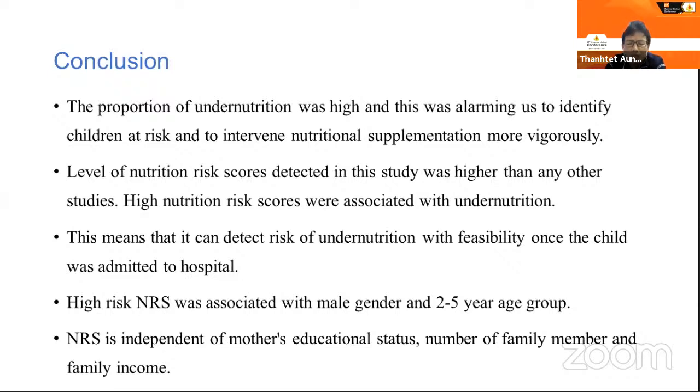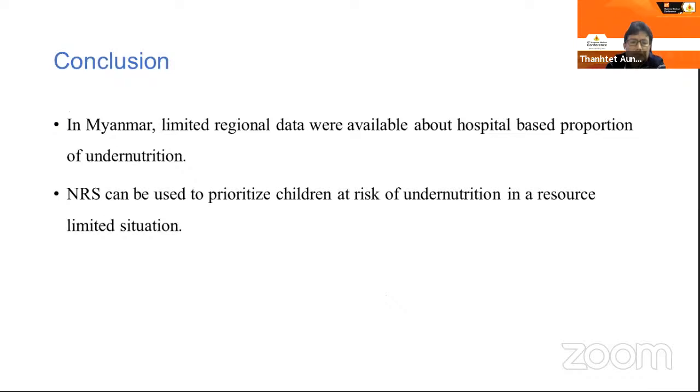High-risk NRS was associated with male gender and the 2 to 5 year age group. NRS is independent of mother's educational status, number of family members, and monthly family income. In Myanmar, limited regional data were available about hospital-based proportional undernutrition. NRS can be used to prioritize children at risk of undernutrition in resource-limited situations.